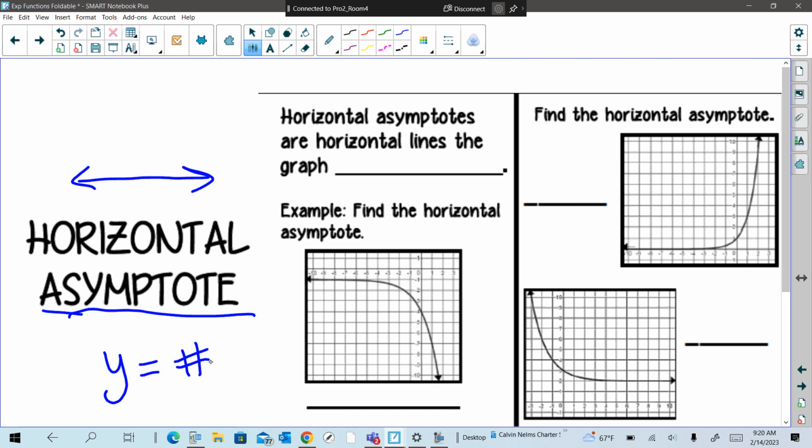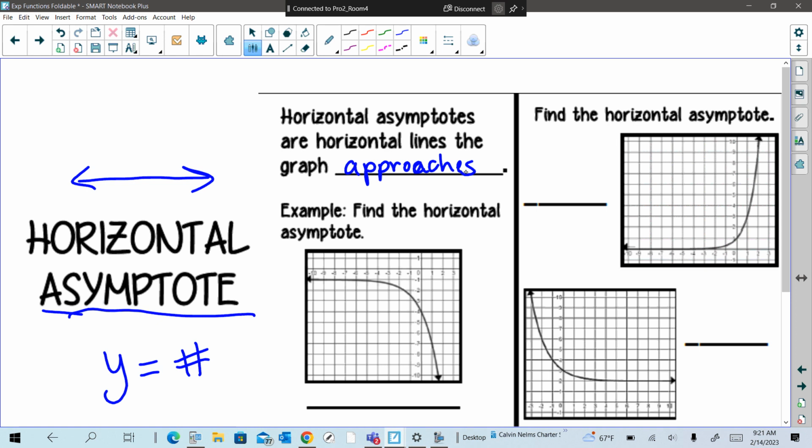Now, here's the thing. Exponential functions approach lines. They never pass your asymptote. So the horizontal asymptote is a horizontal line that the graph approaches. It never crosses. It just gets real close to it.